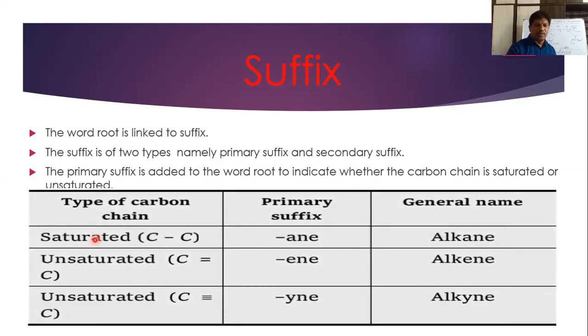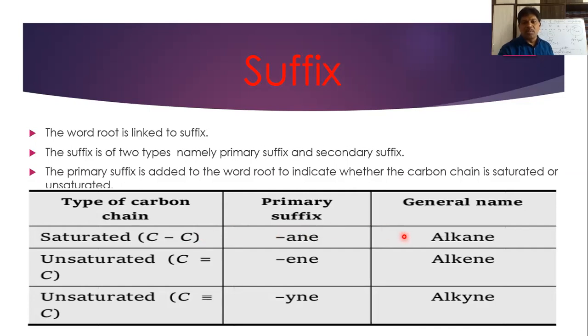For example, check this one. Check this example. Type of carbon chain. Suppose saturated carbon chain will contain what? Carbon-carbon single bonds. Whenever there is a single bond between carbon and carbon, one single bond acts as what? Sigma bond here. Only sigma bond will be there here between carbons. And the primary suffix name is what? ANE, AN. AN is what? Primary suffix when there are single bonds between carbon atoms in the given carbon chain.